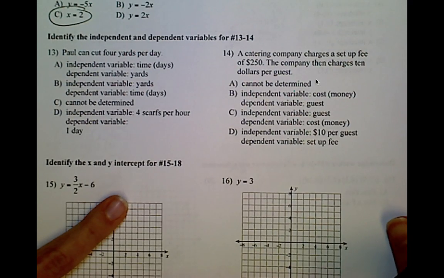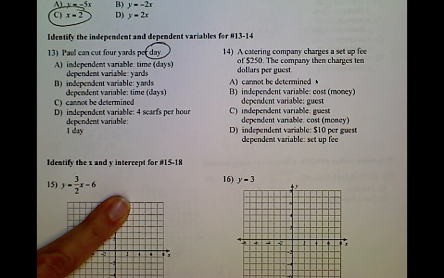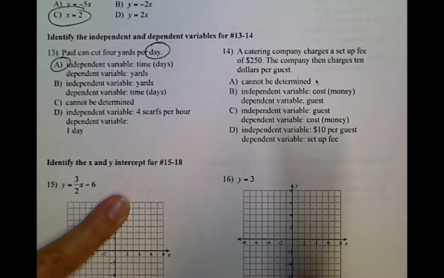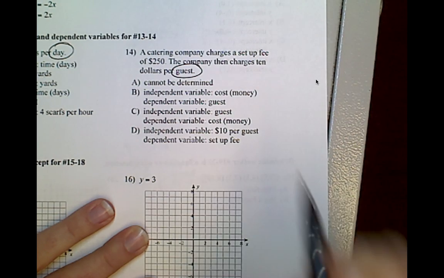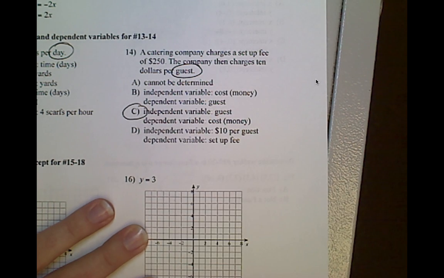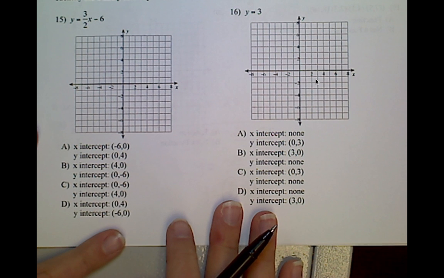Okay? Paul can cut 4 yards per day. Whatever follows the per is the independent variable. So the independent variable here is time. The dependent variable has to be yards. Okay, the company then charges $10 per guess. The independent variable has to be guess. So therefore, the dependent variable has to be the cost that's measured in money. Every single time, the independent variable follows the per.